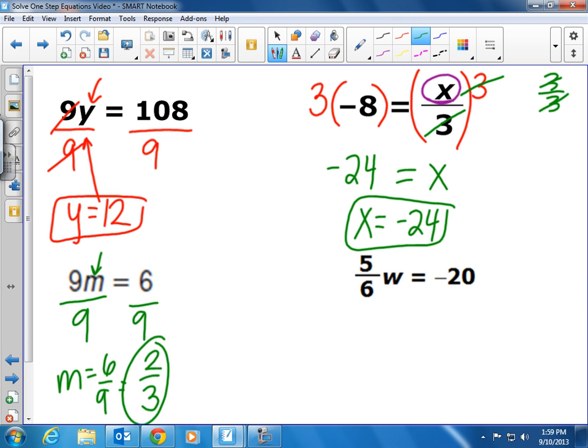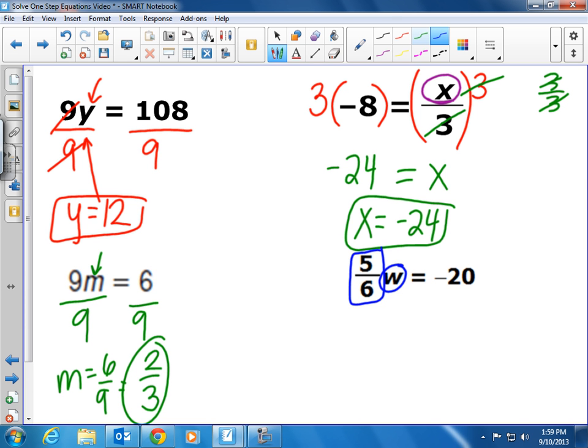Let's look at this next one. I have 5/6 w equals negative 20. So right now, my variable that I'm wanting to solve for, this w right here, it's being multiplied by what? By 5/6. So what I need to do is I need to divide by 5/6. Now this right here, guys, is crucial. Multiplying by 5/6 is the exact same thing as dividing by the reciprocal of 5/6.